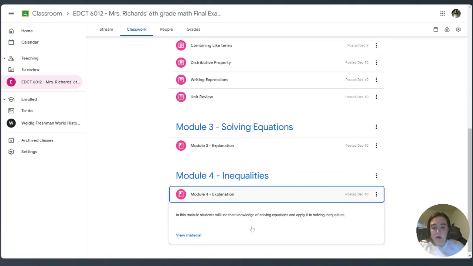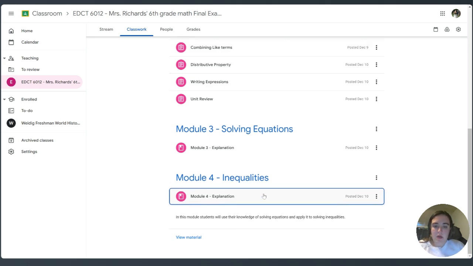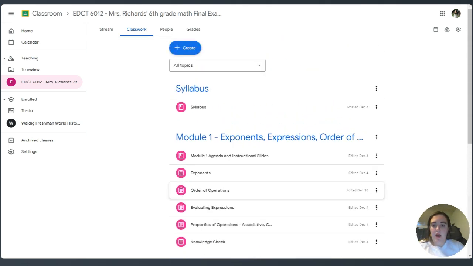Now, for inequalities, it's pretty much the same idea as solving equations, but you are applying it to inequalities. So that's the greater than, less than, greater than or equal to, less than or equal to, those types of things.